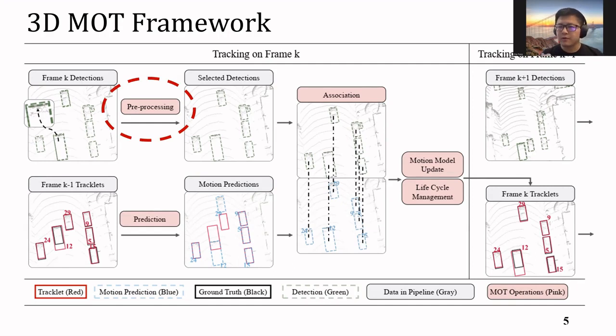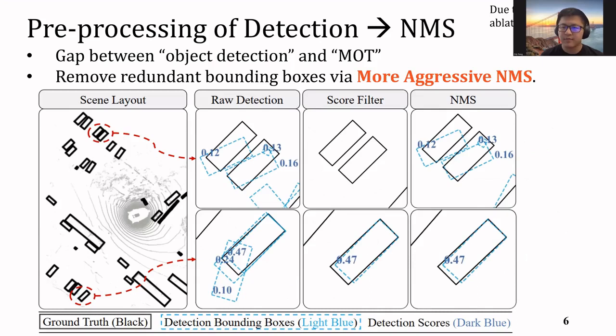And then we can use the bounding boxes to update the states of the tracks. So the first failure case we noticed is related to how we pre-process the detection bounding boxes. The key insight is that there is a difference between object detection and multi-object tracking. Because object detection wants to maximize the mAP, they generally have to output many redundant bounding boxes just to improve the recall. However, this will confuse the trackers.